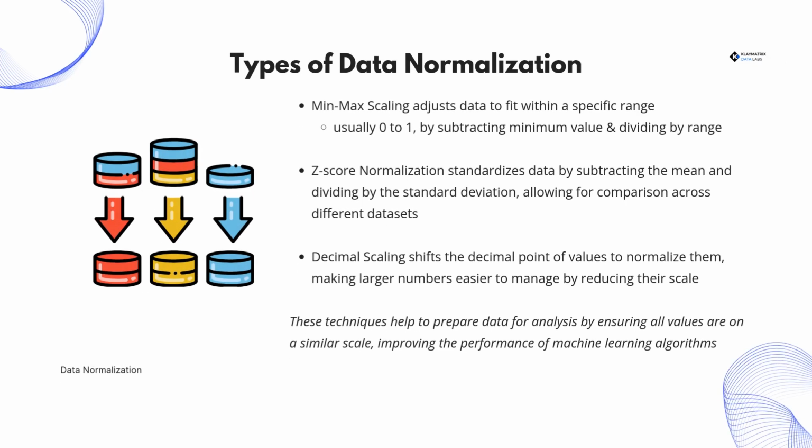Now let's talk about different types of normalization techniques. The first one is min-max scaling. This technique transforms data to fit within a specific range, usually between 0 and 1. Next, we have z-score normalization, which standardizes data by subtracting the mean and dividing by the standard deviation. Another technique is decimal scaling, which shifts the decimal point of values, making large numbers more manageable. Each of these methods ensures that data is consistent, comparable, and ready for analysis.